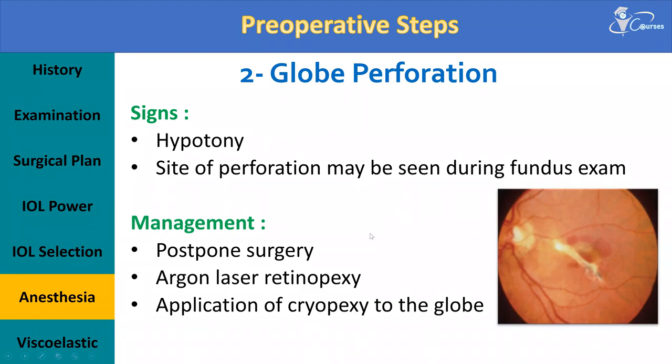So what will you do? Postpone the surgery, because if you did the surgery with a hypotonic globe with perforation, you put the patient at risk of retinal detachment. Then the next day, if there is vitreous hemorrhage, you do an ultrasound and check for the presence of retinal detachment, and follow up with the patient till the vitreous hemorrhage subsides, and you will be able to do argon laser retinopexy. Or you can apply cryopexy or cryotherapy to the globe from outside if the perforation is too peripheral.